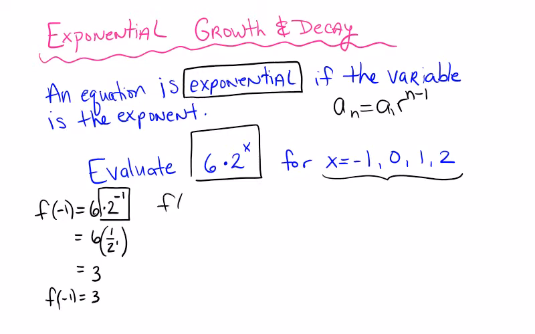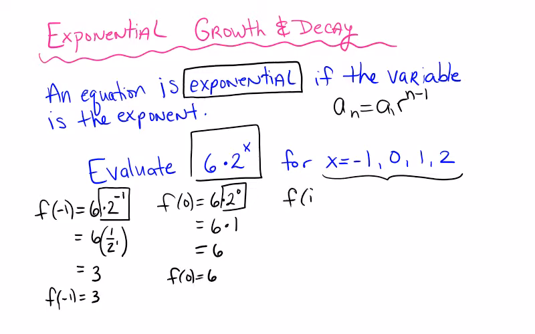F of 0. F of 0 means 6 times 2 to the 0. And again, we are going to address the exponent first. And one important thing to remember is that anything raised to the 0 power is 1. So this gets us 6 times 1, which is just 6. So that means f of 0 is 6.